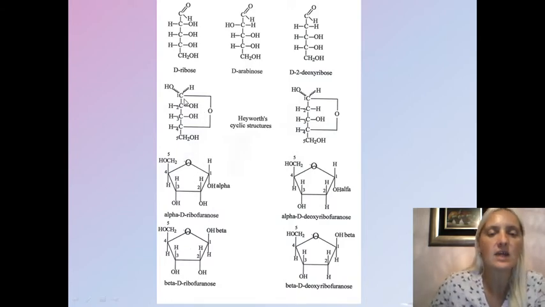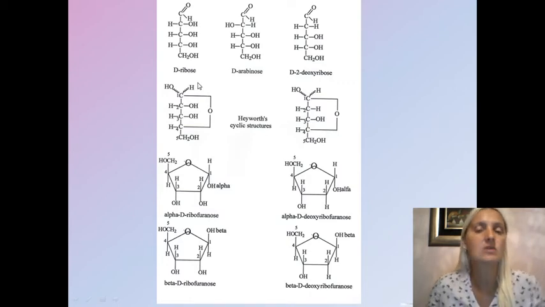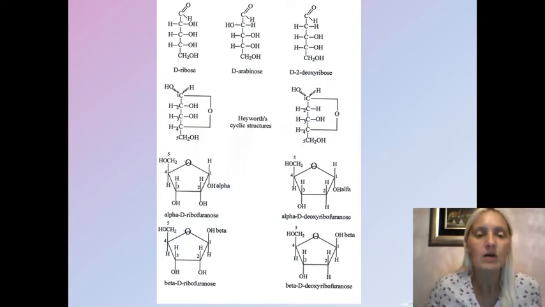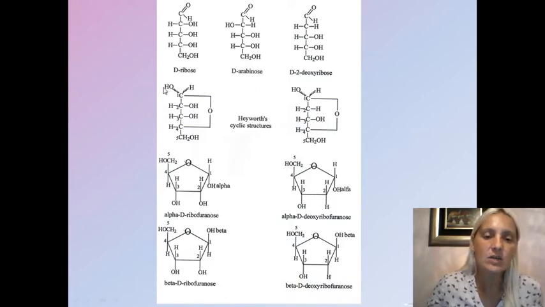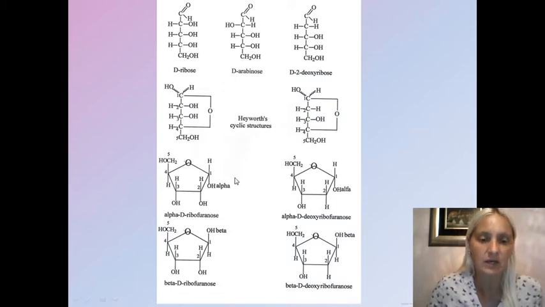But take a look here. One of the results of this cyclization is not only the formation of the heterocyclic ring, but also the presence of a hemiacetal or semiacetal group on carbon number 1. And this OH group can be positioned either below or above the ring. If it's below the ring, it's marked as alpha. If it's above the ring, it's marked as beta.